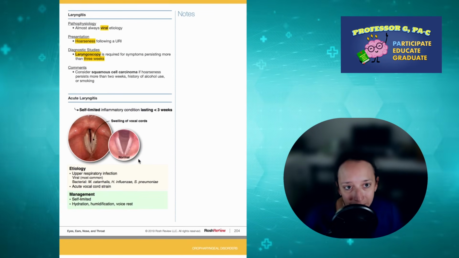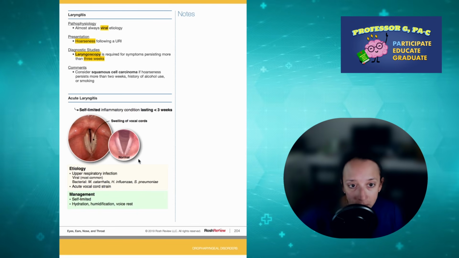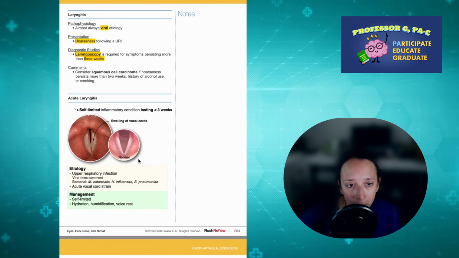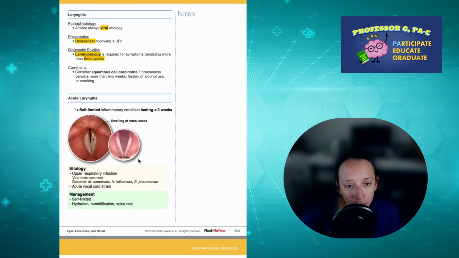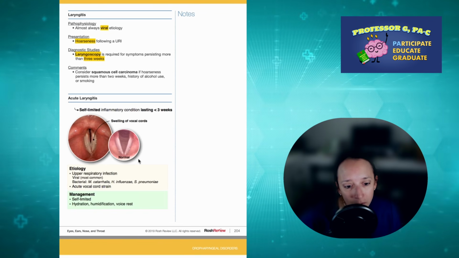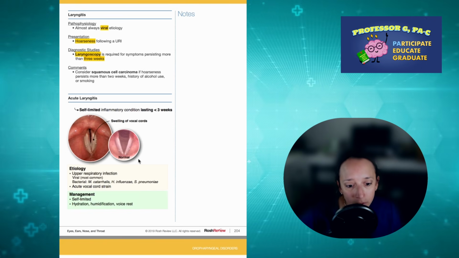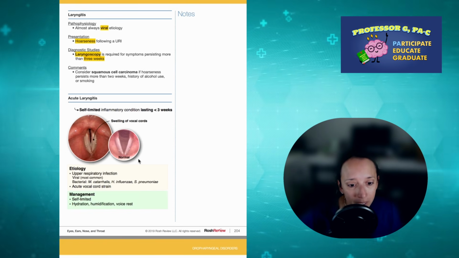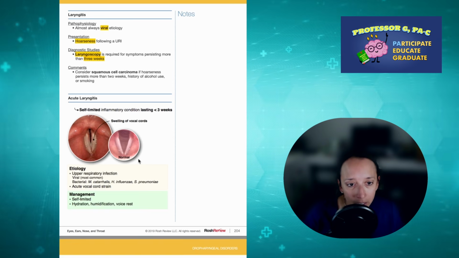Laryngitis. So laryngitis is an inflammation of the voice box. It's almost always viral or can be from overuse. Hoarseness is the major symptom. So losing your voice completely or having a hoarse voice. Most cases, since they're viral, will heal on their own. They're self-limited. We'll want to hydrate, vocal rest, and maybe even some humidification.